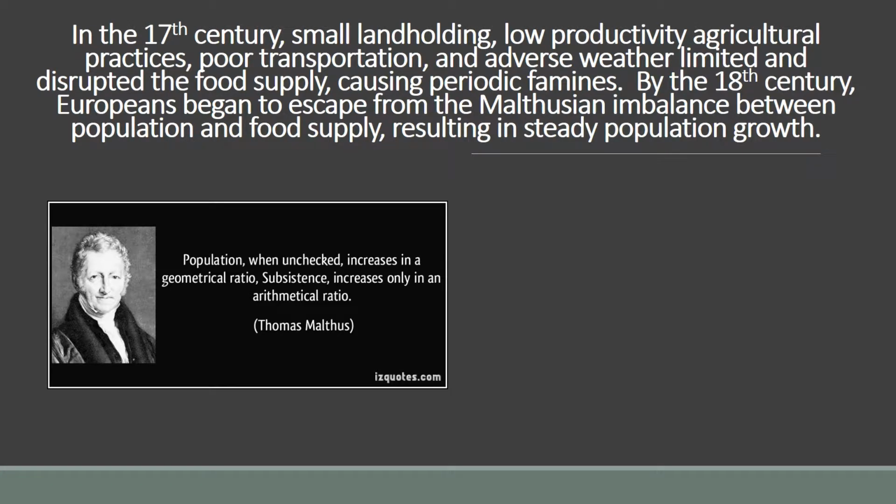In the 17th century, smallholding, low productivity agricultural practices, poor transportation, and adverse weather limited and disrupted the food supply, causing periodic famines. By the 18th century, Europeans began to escape from the Malthusian imbalance between population and food supply, resulting in steady population growth.